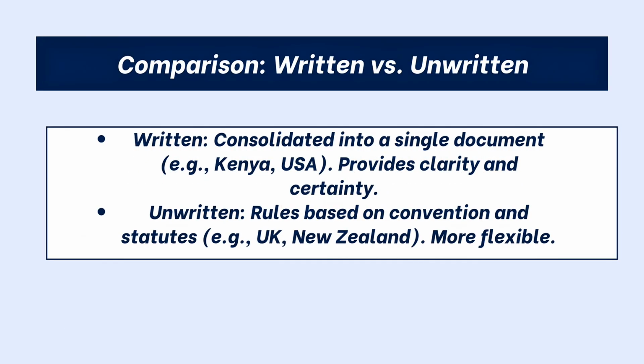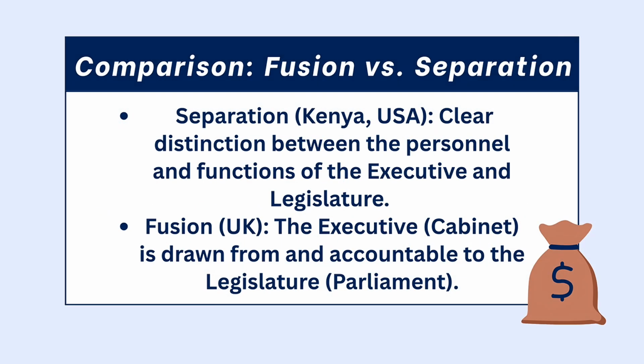Written versus unwritten. Let's compare constitution types, written versus unwritten. A written constitution is consolidated into a single document, like in Kenya and the USA, providing clarity. An unwritten constitution is based on convention and statutes, like in the UK, making it more flexible. Fusion versus separation. Next, fusion versus separation. Separation, practiced in Kenya and the USA, features a clear distinction between the personnel and functions of the executive and legislature. Fusion, as seen in the UK, means the executive is drawn from and accountable to the legislature.